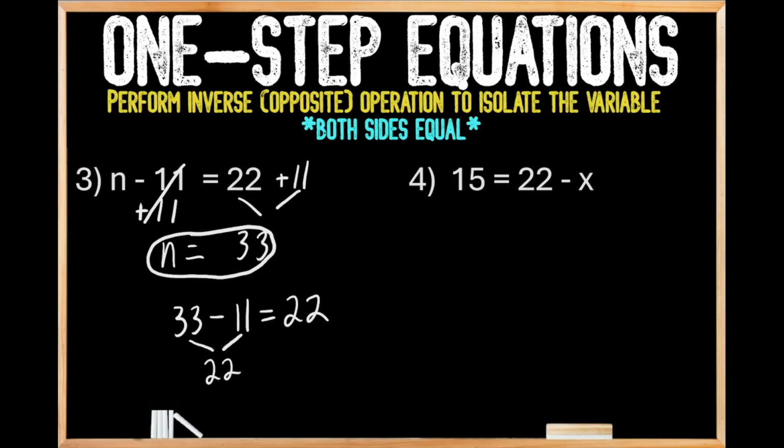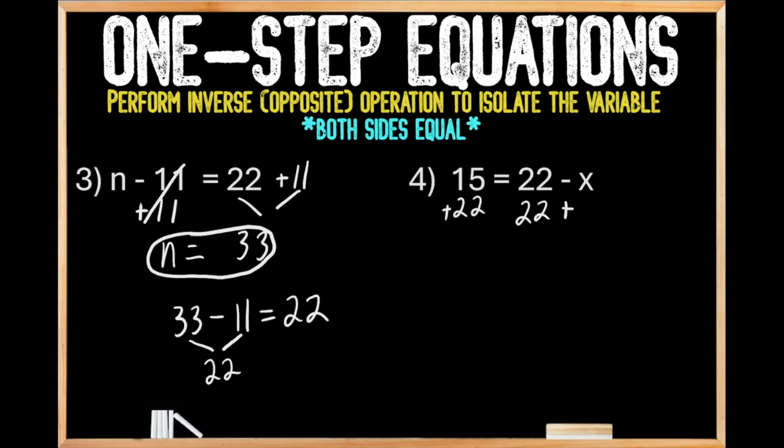Now moving on to question number 4, where this time we're being asked to calculate the value of x. So the first thing we need to do is we need to perform the opposite of subtracting 22, because that's what's being done to our variable here. And we know that the opposite of subtracting 22 is adding 22, and we need to make sure that we do this to both sides of the equation because we have to keep things equal. So on the left-hand side here, we're also going to be adding 22.